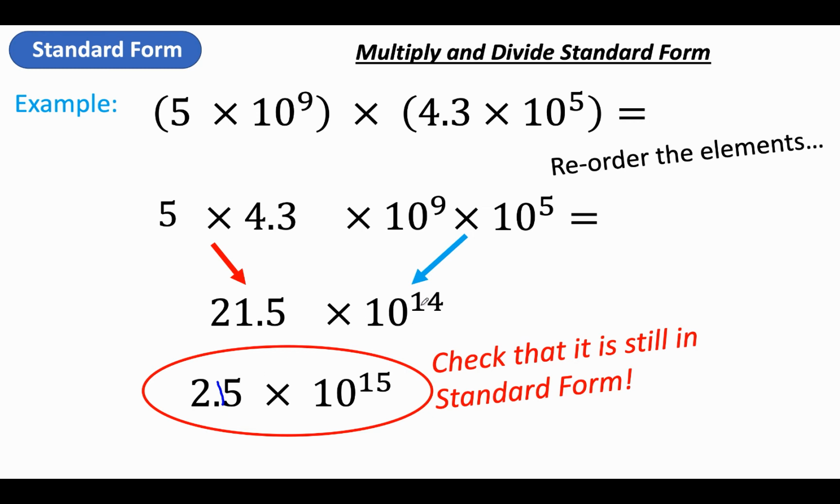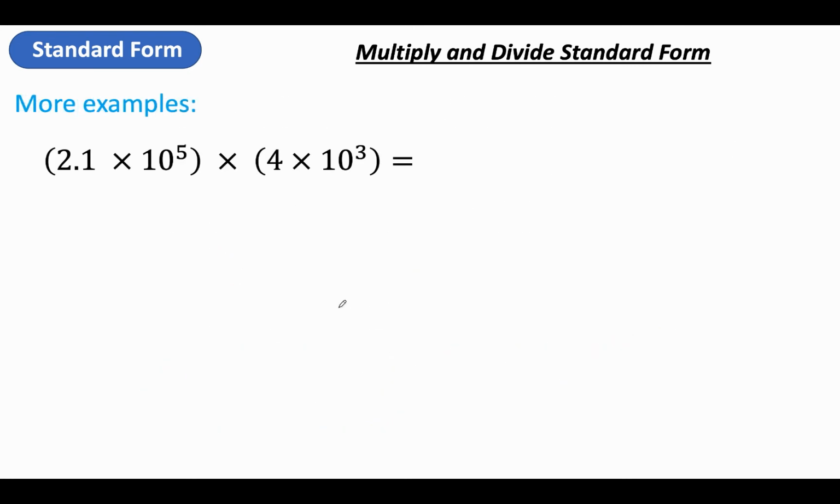So this one has to get one number bigger. Okay, 2.15 times 10 to the power of 15. So that's what we're going to do. And I'm going to speed it up a bit.